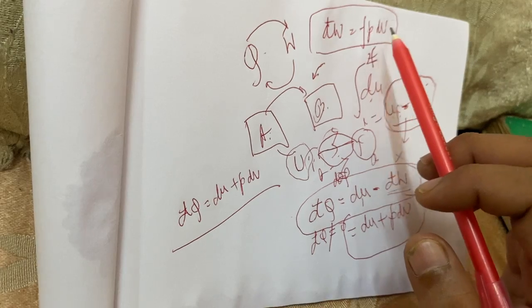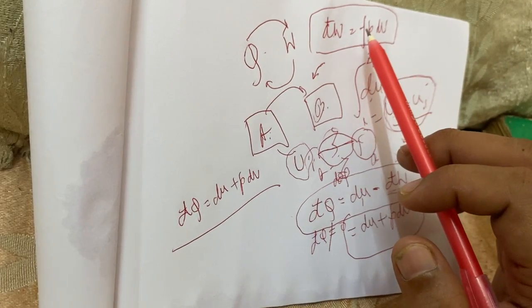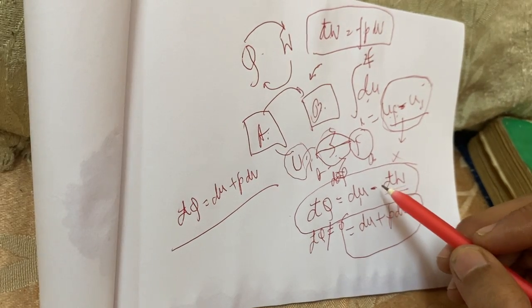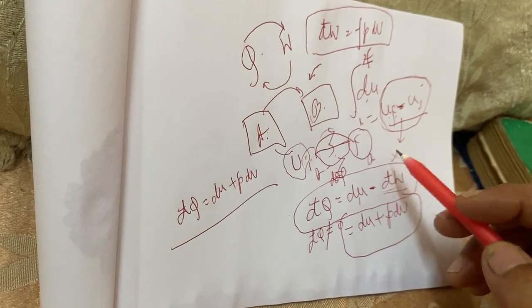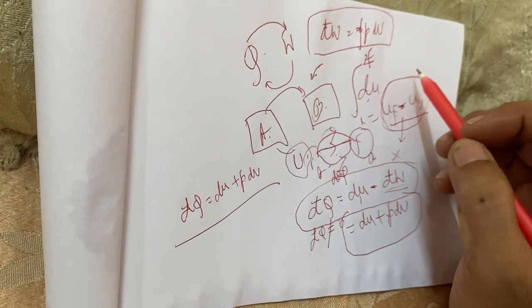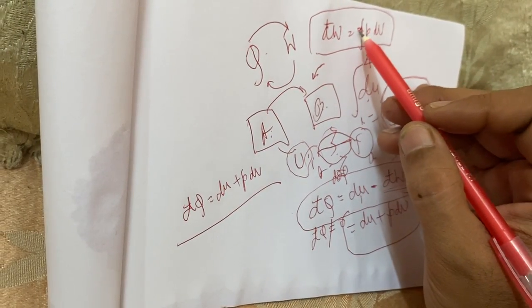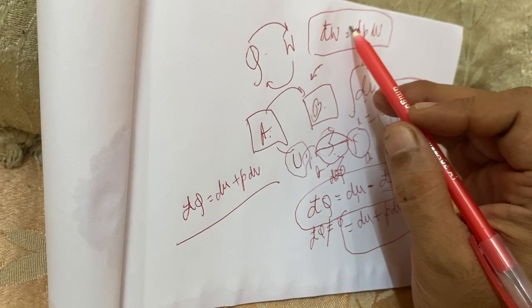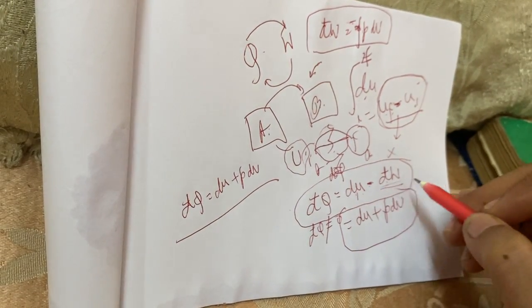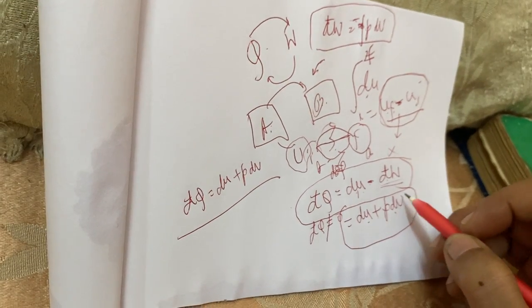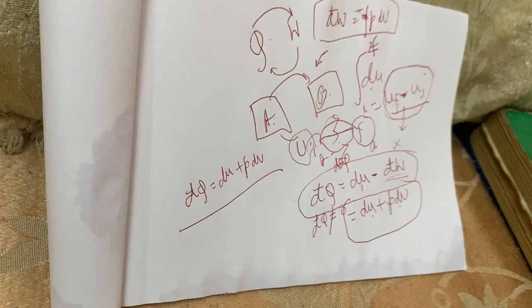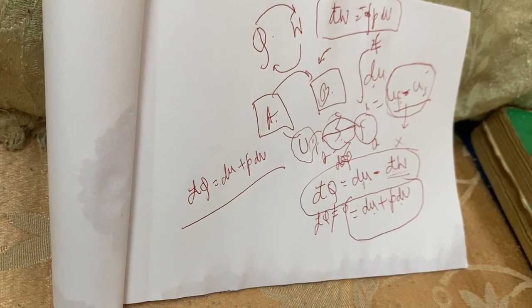So, I am repeating, in some books dq is equal to du plus dw, as they define dw is equal to the integration of pdv, but in my case I have defined dw is equal to minus pdv. So, that is why we are taking dq is equal to du minus dw, that means du plus pdv. So, suppose someone asks, give an example of adiabatic work.